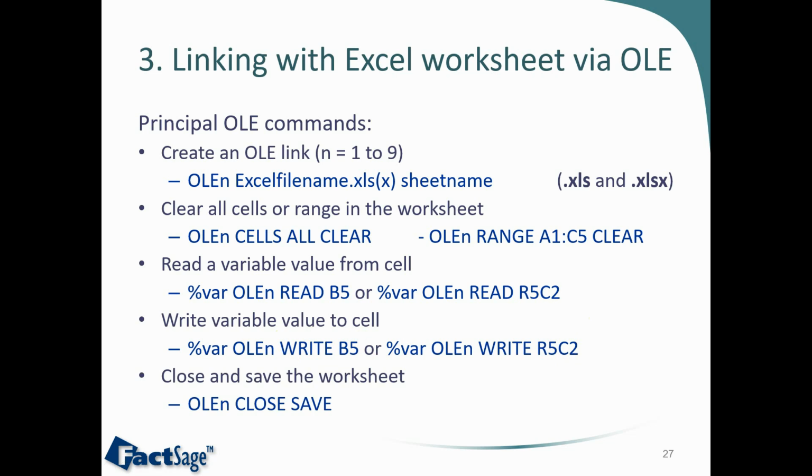And finally, the command to close and save the worksheet. So the OLE label and its number here to know which file and which sheet to close, followed by close and save. This command will close and save the Excel file and clear the OLE link. So after that, you cannot use this OLE reference anymore because it has been erased. The only way would be to go back and create a new link with the same number. There are several other OLE commands not listed here to perform mostly changes in cell and text appearance. They are listed in the macro processing manual of FactSage if you are interested in them.